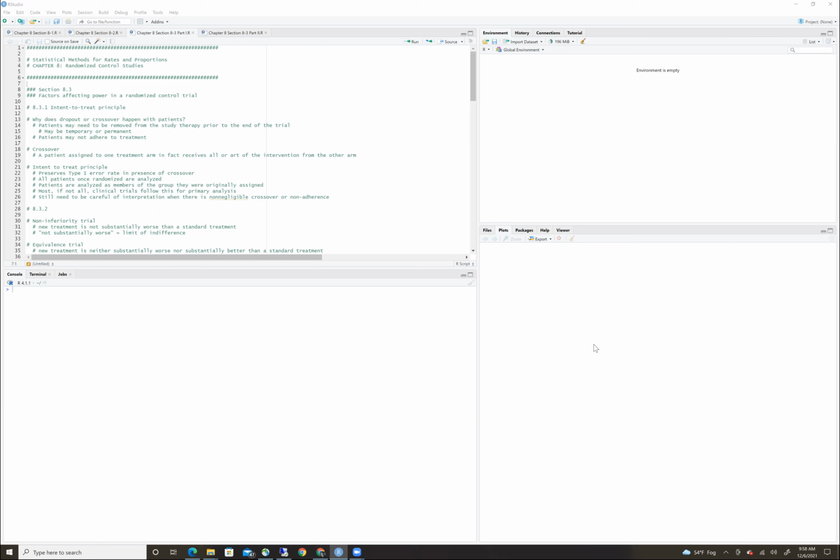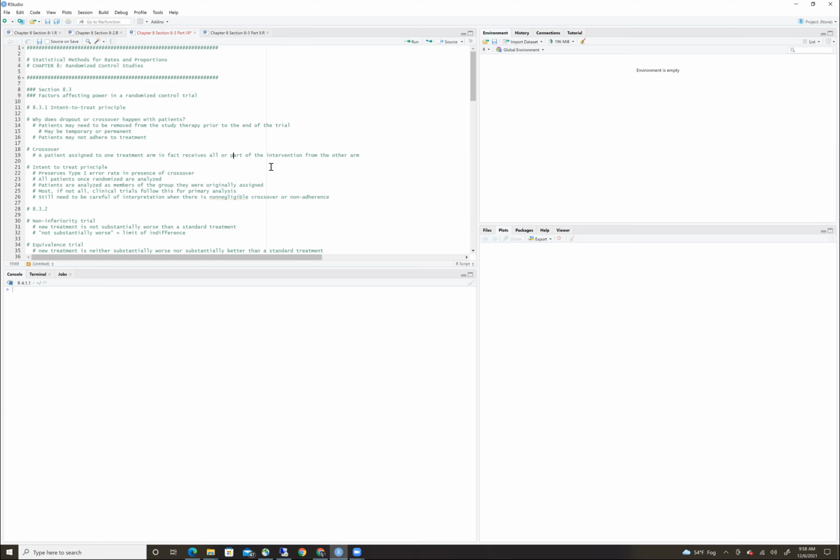A patient that's assigned to one treatment arm, in fact, receives all or part of the intervention from the other treatment arm. Okay, so what is the intent to treat principle overall? Essentially, the goal of the intent to treat principle is that you're going to preserve the type 1 error rate in the presence of crossover of the patients. So once you randomize a patient, no matter why they switch treatments or drop out or do something else, you're going to analyze those patients, okay?